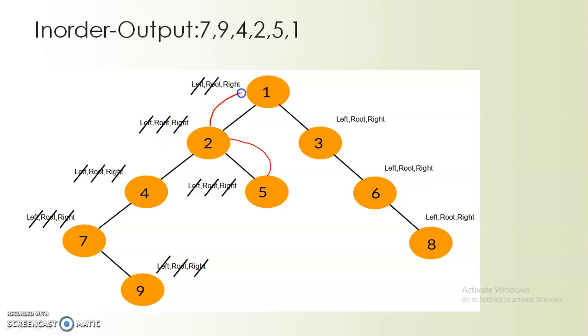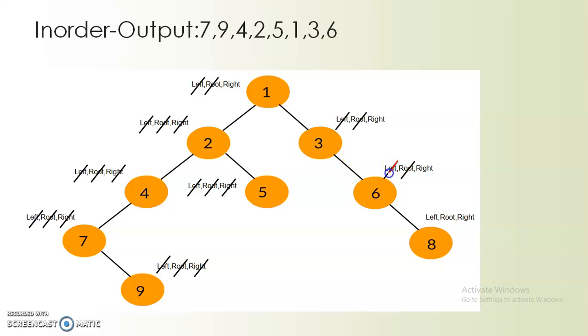Next move back from 2 to the 1 and its left is over, so strike out the left. Now we are displaying a 1 in the output. Strike out the root and next we will move to the right of the 1. Okay, now right of the 1 is 3 and there is no left subtree for the 3, so strike out the left and display the 3 in the output. Okay, next move to the right of the 3.